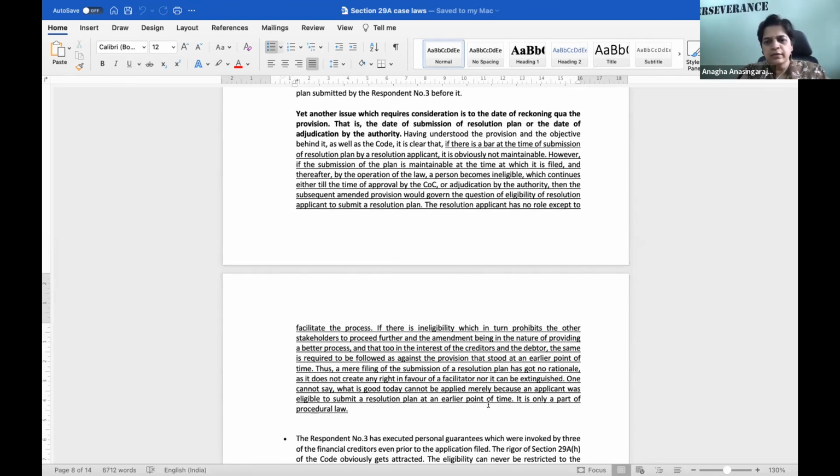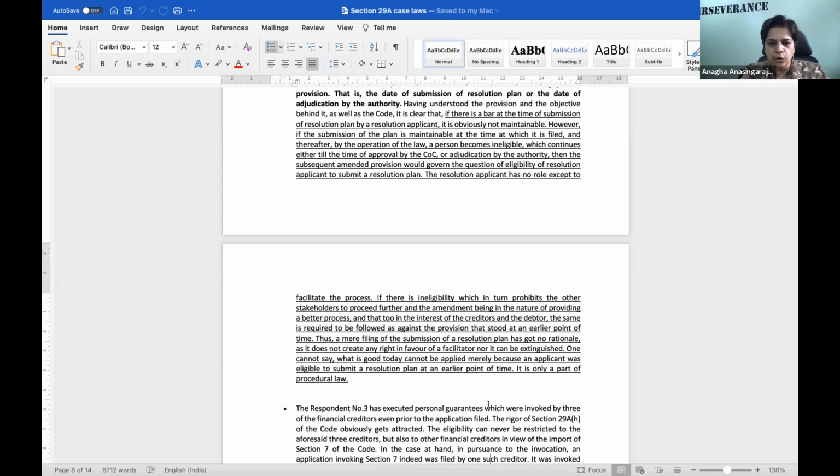If there is ineligibility, which in turn prohibits the other stakeholders to proceed further, and the amendment being in the nature of providing a better process, and that too in the interest of the creditors and the debtor, the same is required to be followed as against the provision that stood at an earlier point of time. Thus, a mere filing of the submission of the plan has no rationale, as it does not create any right in favor of the facilitator, nor can it be extinguished. One cannot say what is good today cannot be applied merely because an applicant was eligible to submit a plan at an earlier point of time. It is only a part of procedural law.